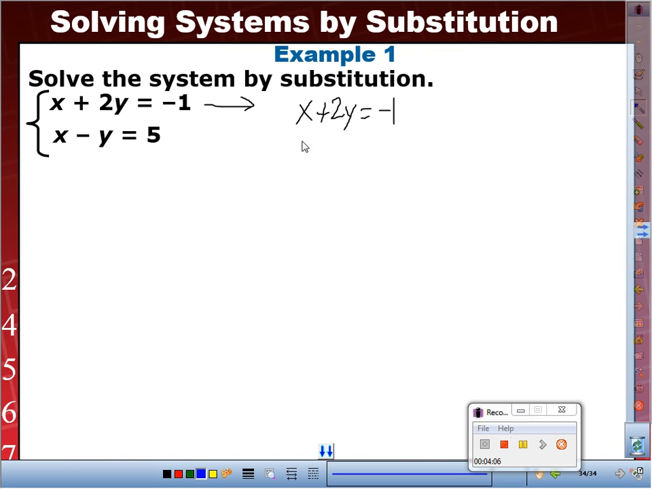Which variable looks like it would be the easiest to solve for? x, because it only requires getting rid of the y. If I was to solve for y, I need to get rid of x, and at the end divide by 2. Does everybody see that? So I'm going to solve for x. I subtract 2y, subtract 2y. This becomes x equals -2y minus 1. Am I done solving for x? Yes, that was step 1. Copy that, please.